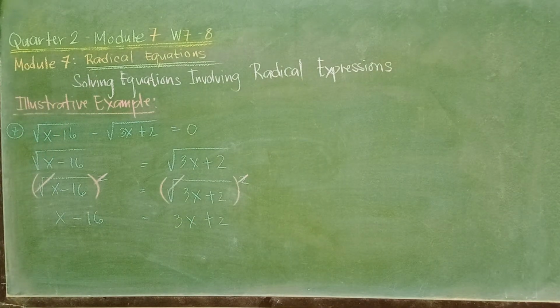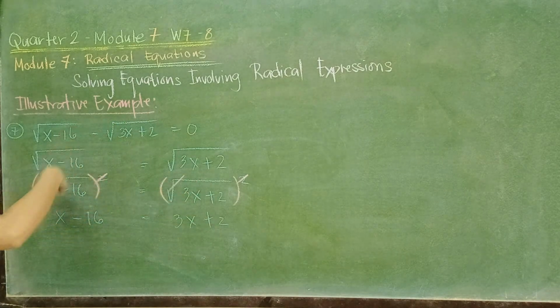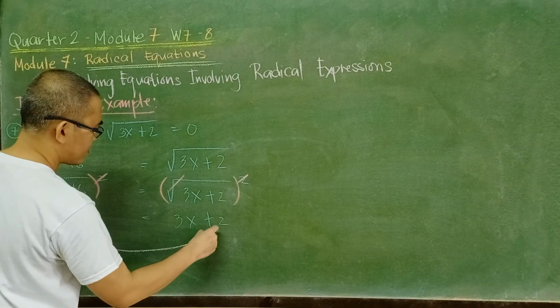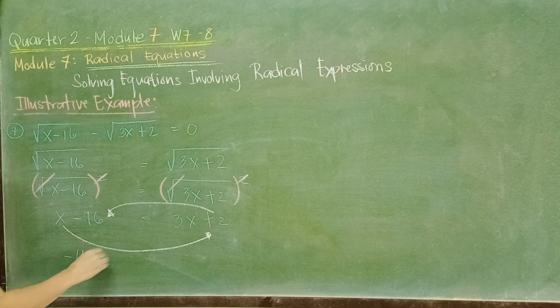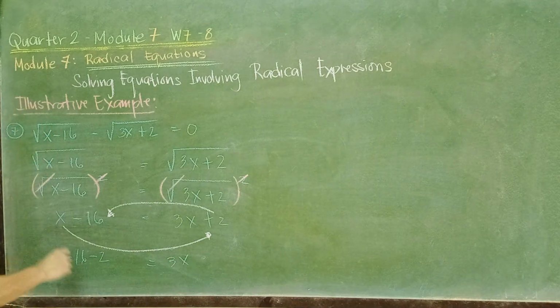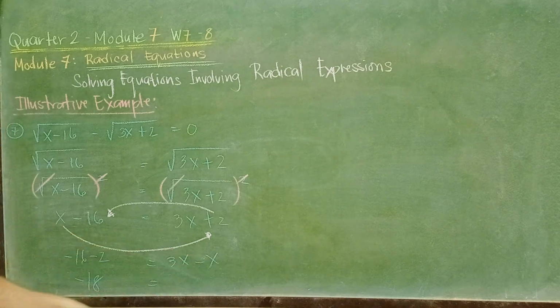Now, we combine yung mga like terms. So, yung x transpose natin dito sa kanan, yung 2 transpose natin dito sa kaliwa. Yung x dito sa kanan, yung 2 dito sa kaliwa. So we'll get negative 16 and then yung positive 2 magiging negative 2. 3x, yung positive x magiging negative x. And then you simplify. Negative 16 minus 2, that is negative 18. And then positive 3x minus x.